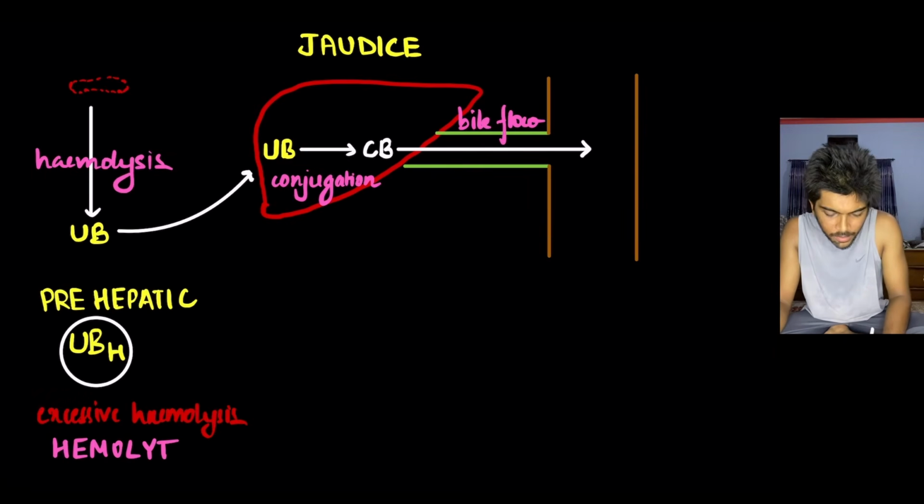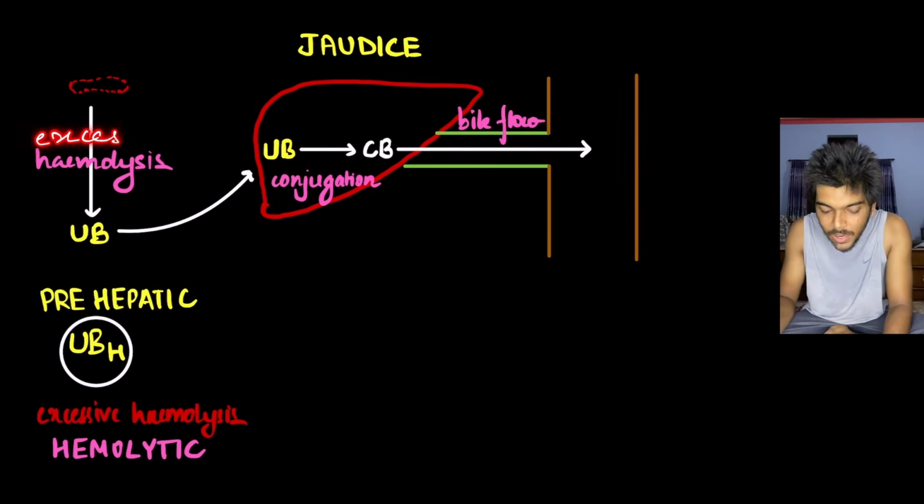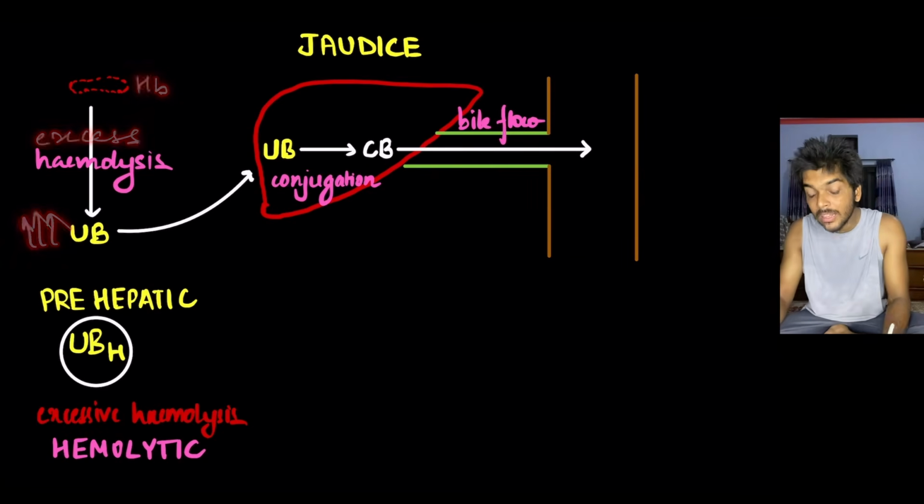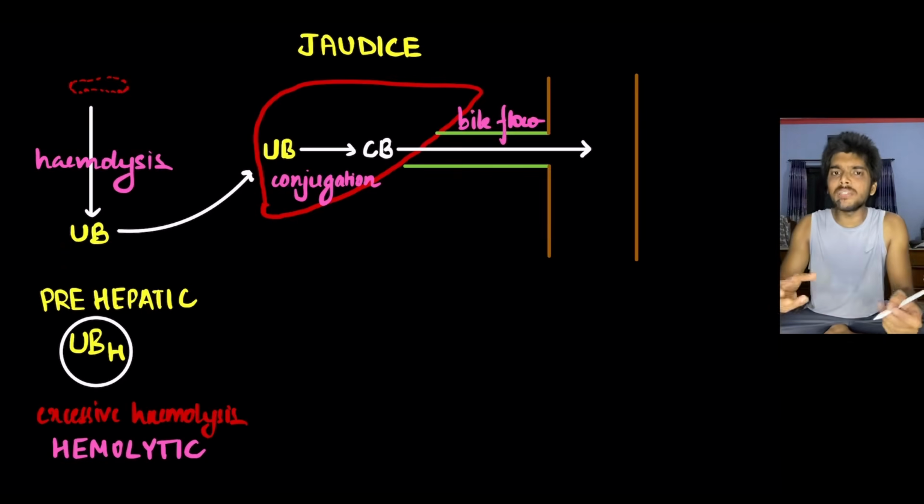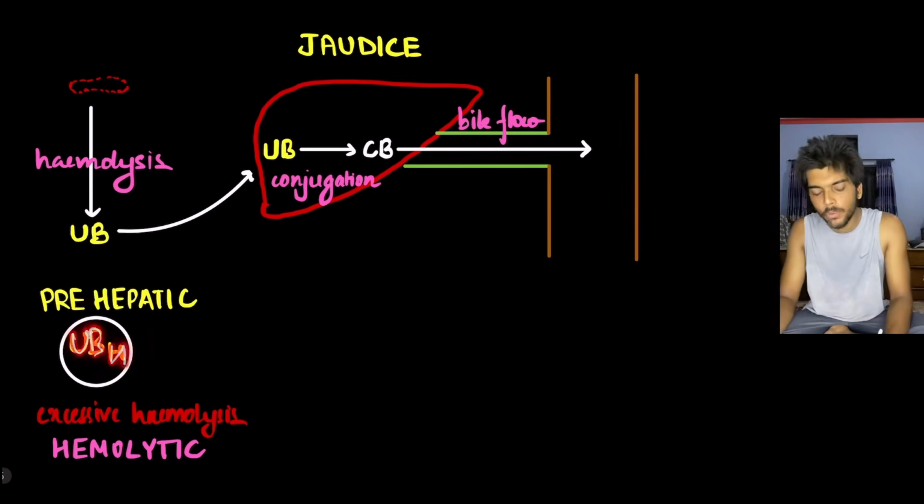Simple as that. Again, since the cause resulting in the jaundice is before the liver, it is prehepatic jaundice. Since the cause is excess hemolysis resulting in breakdown of a huge amount of hemoglobin to a huge amount of unconjugated bilirubin, the jaundice is also referred to as hemolytic jaundice. Since there is excess breakdown of hemoglobin into unconjugated bilirubin, the jaundice is associated with unconjugated hyperbilirubinemia.